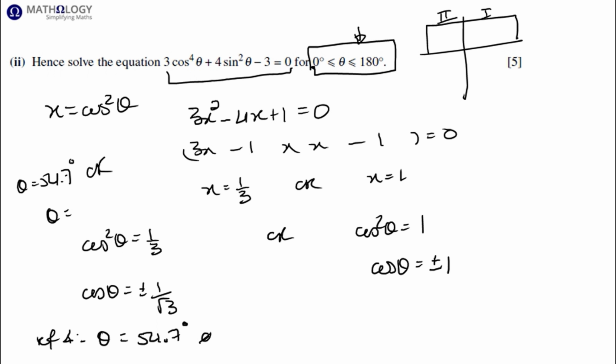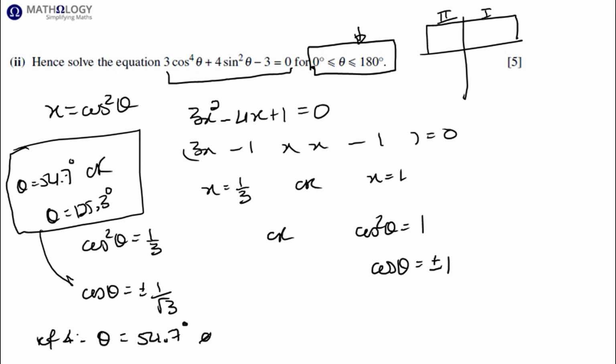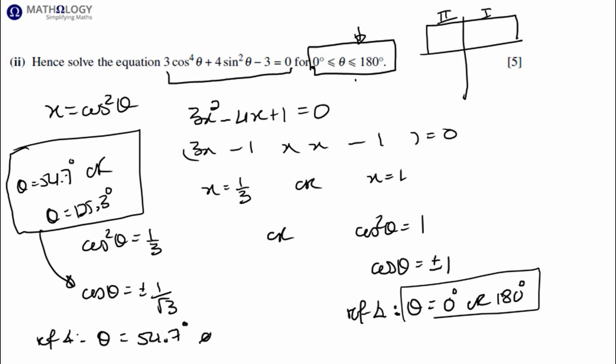So theta equals 54.7 or 125.3 degrees. So that's the solution to the first trigonometric equation. Cos theta is plus or minus 1, so the reference angle will be 0 degrees or 180 degrees. So this is the solution for this trigonometric equation. So theta is 54.7 or 125.3 or 0 or 180 degrees.